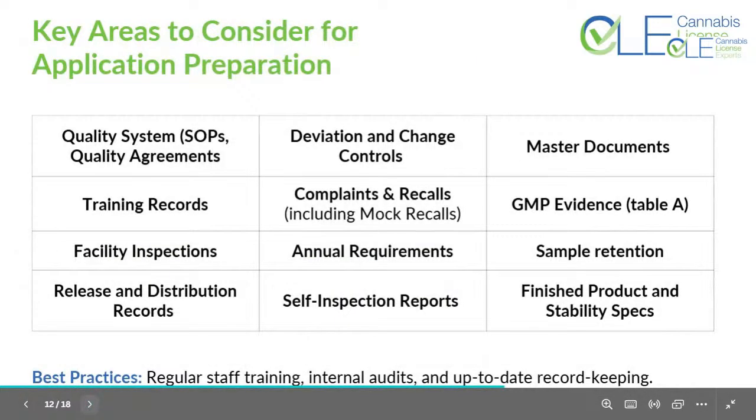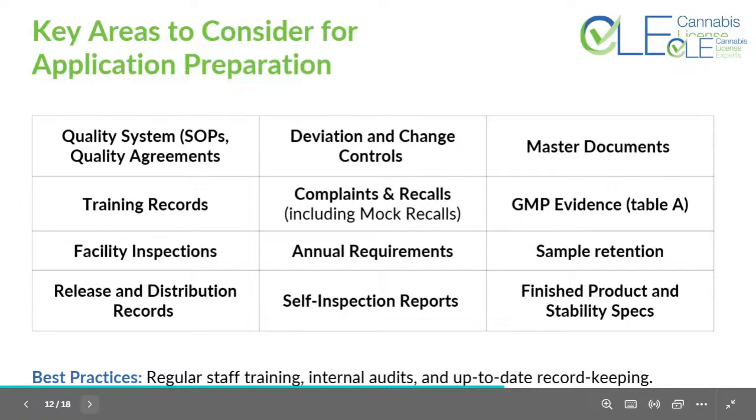Okay, so the key areas to consider when you are preparing to apply for a DEL are here in this chart. Your SOPs and quality agreements, so your quality management systems, your training records, facility inspections, your release and distribution records, deviation and change controls, complaints and recalls, including your mock recalls. This is a super important part of this process.